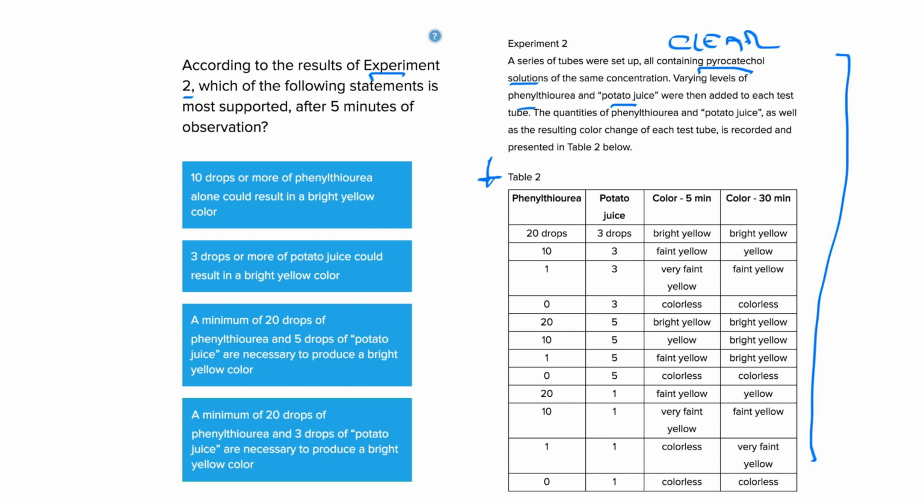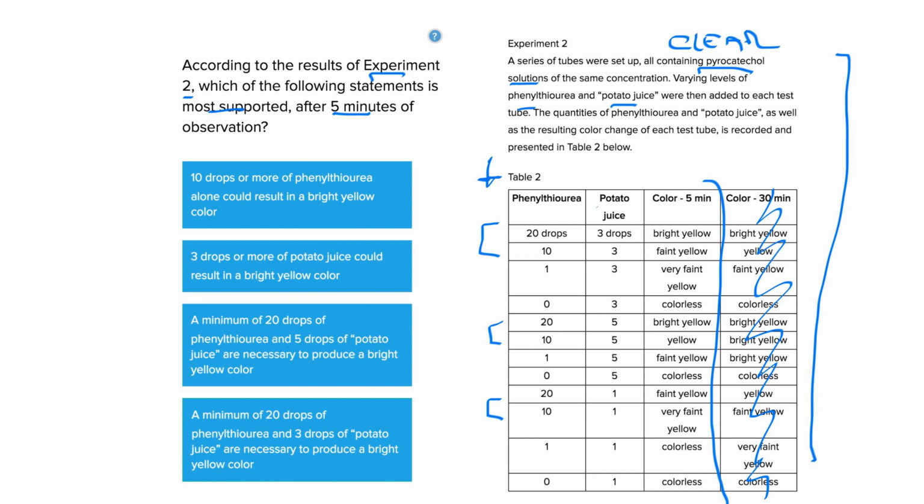All right. So according to the results of this experiment, which of the following statements is most supported after 5 minutes of observation? So we can get rid of this 30-minute part here. That's not what we're looking at. Only this here. Okay. 10 drops or more of phenylthiourea alone could result in a bright yellow color. Okay, so we would need 10 or more. So we are only looking at this here, and this here.